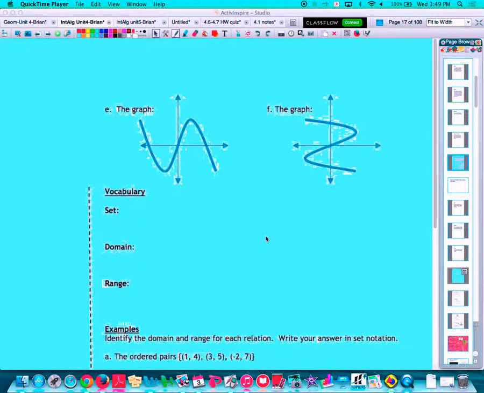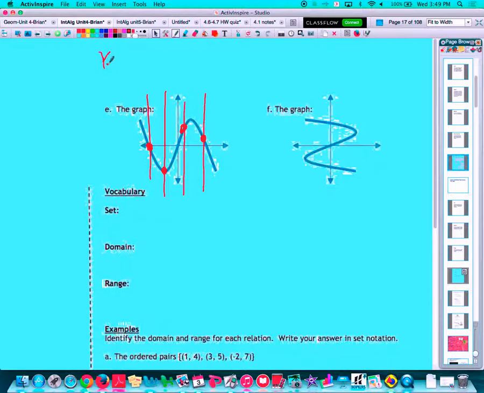Let's check two more graphs here that are actually graphed for us and see whether or not these are functions. All right, graph E. Whenever you have a graph, you can do the vertical line test. So let's once again draw a bunch of vertical lines here. Every time we draw a vertical line, it only crosses the graph once for each vertical line.